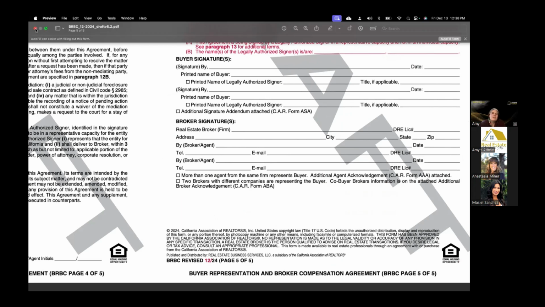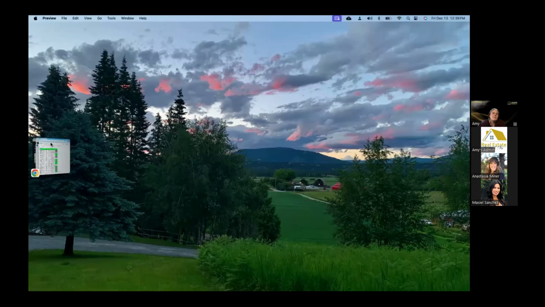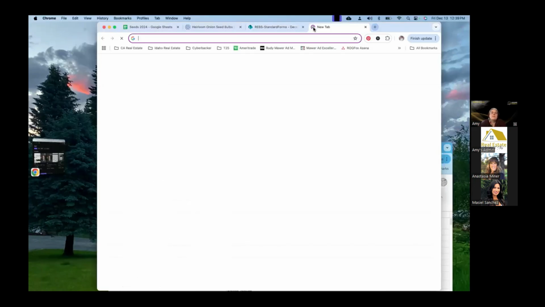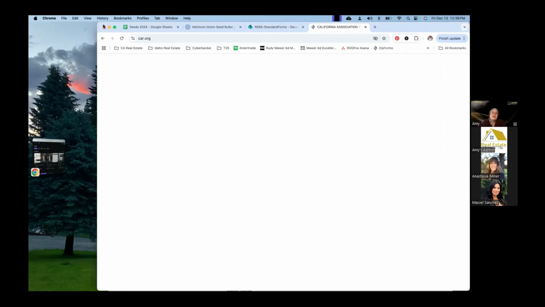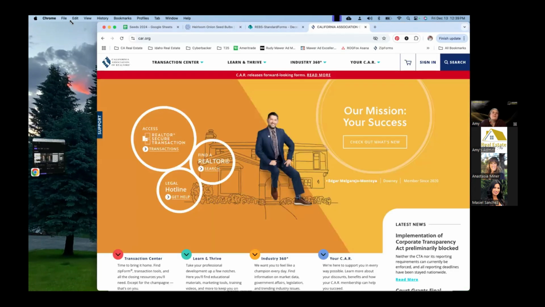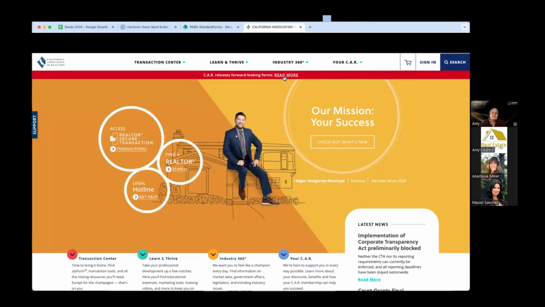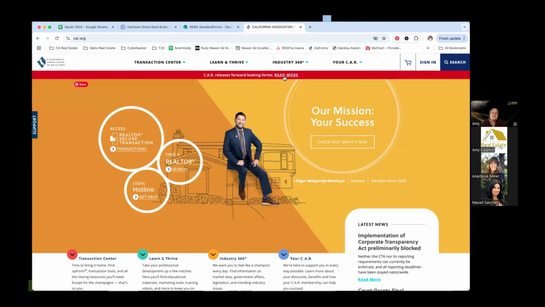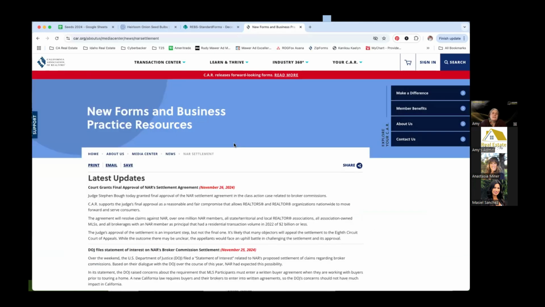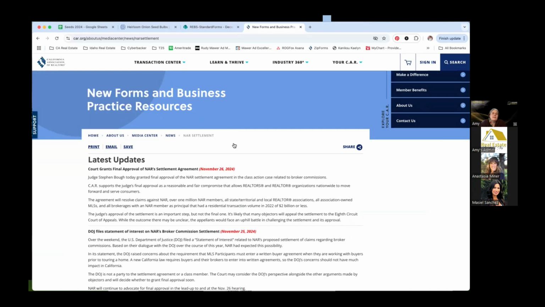If you want to look over these changes or know where to find them, if you log into your CAR library, that will take me to my CAR forms library. You go to car.org. The fastest way to get there is if you have the little red line right here. CAR releases forward-looking forms. I think this will take you there. Let's try it. Usually it does.